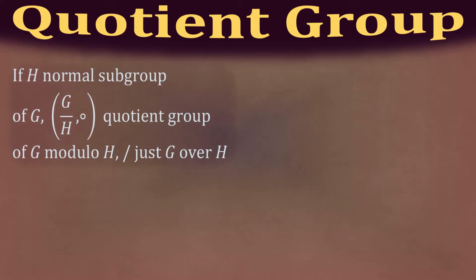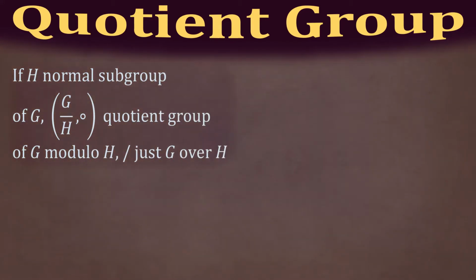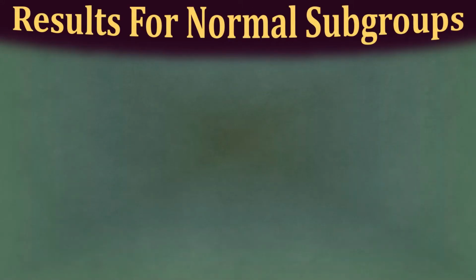Now we can define a quotient group. If H is a normal subgroup of G, then G over H with circ is the factor group or quotient group of G modulo H, or just G over H. Now let's discuss some results for normal subgroups.